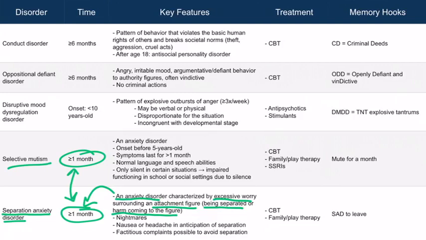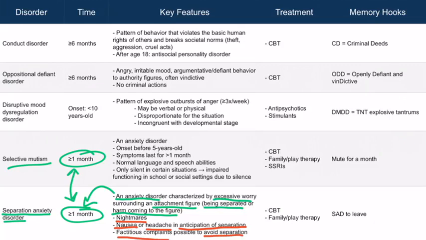Some other ways to witness the extreme nature of separation anxiety disorder over the normal anxiety that little kids can get are some of the other symptoms that they can have. For example, they can have nightmares, they can have nausea or headache, and these physical symptoms occur in anticipation of that separation. For example, they're just panicking all night because they don't want to go to school tomorrow and leave their mom. And interestingly, because of this anxiety, these children may have factitious complaints in order to avoid that separation. For example, they might just develop symptoms or make up symptoms.